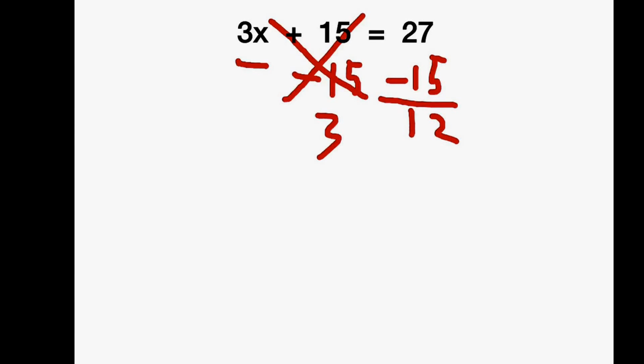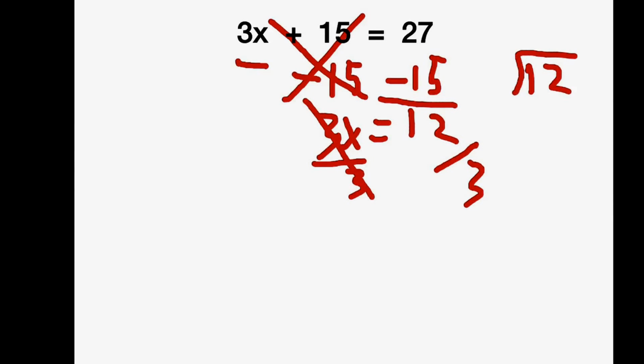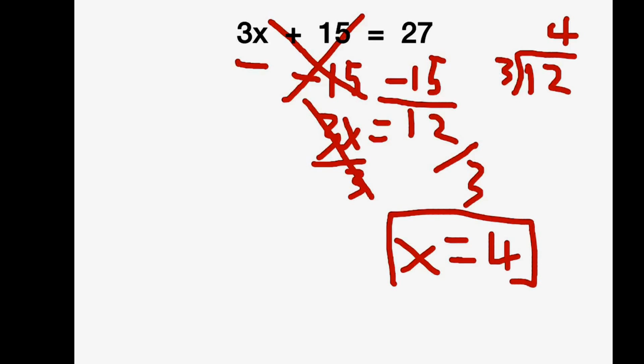So we have 3x equals 12. And you're gonna want to divide by 3 on both sides. And then 12 divided by 3. Let's just do that over here for you guys. 12 divided by 3. So 3 times what is 12? 3 times 4. So yeah. And you have x equals 4 for your answer.